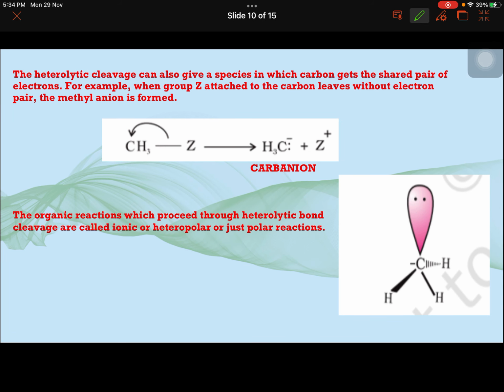Heterolytic cleavage can give rise to carbanion also. Depends to what the carbon is attached. Now in this example, this is attached to Z. And suppose Z is something which is a metal, highly electropositive, that can never have a negative charge on it. So the electron density in heterolytic cleavage will go to this carbon. So you will get a negative charge here. This is carbanion.